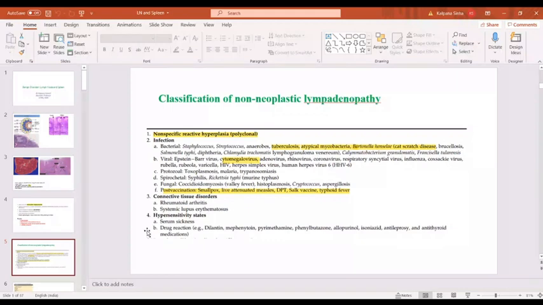Okay. And hypersensitivity, it can be part of a serum sickness or drug reaction, is a very important cause of lymphadenopathy. So the drugs like allopurinol used for treatment of gout, isoniazid, anti-leprotic drug, and so on.